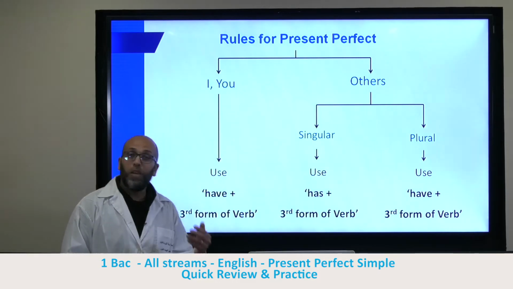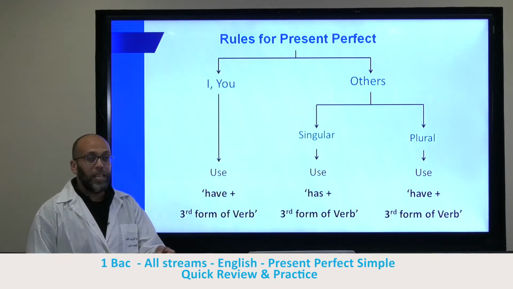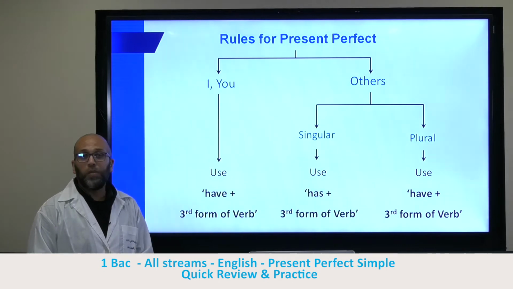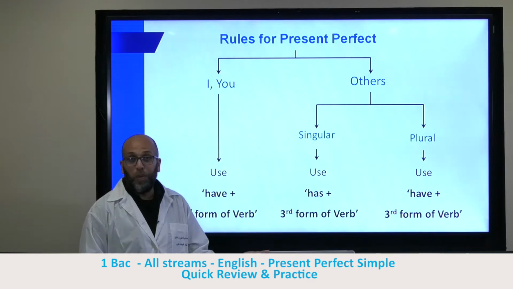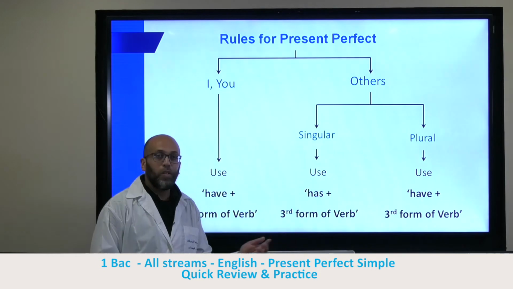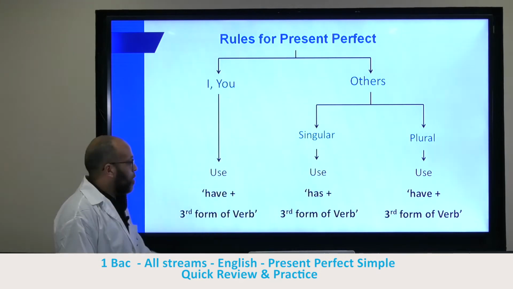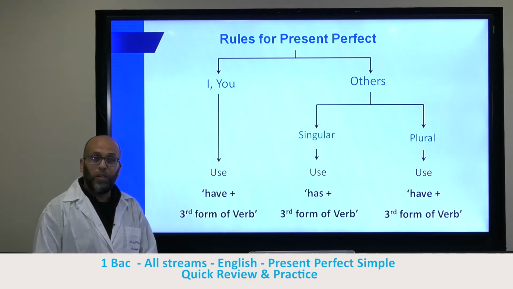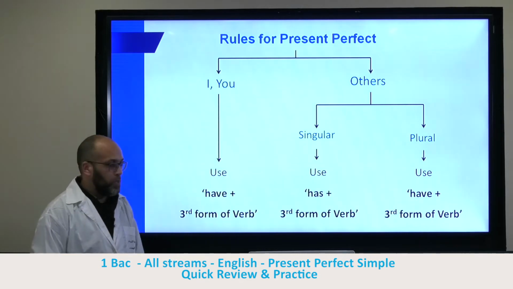But if the verb is irregular, like go, be, see, these verbs are irregular. For example, she has been, the verb be. She has gone, the verb go. She has seen, the verb see. She has left, the verb leave. So if you are not sure whether the verb is regular or irregular, you check a dictionary or you check the list at the end of your books.